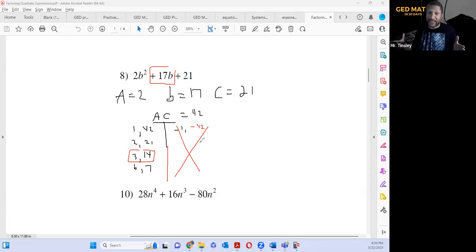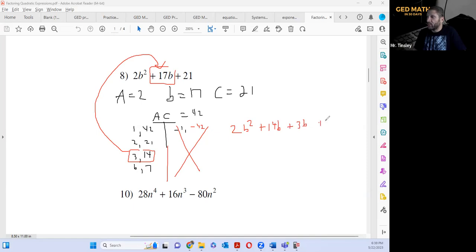So this is how you do this problem algebraically, and it's going to take you 5 to 10 minutes. This is why I'm going to show you how difficult this problem is, so you understand that you need to make sure you know how to multiply binomials. You're going to take this 3 and 14 and substitute them there. So you're going to say 2B squared plus 14B plus 3B plus 21. Instead of having 17B, I broke it down into 2 terms because I'm going to factor by grouping. I'm going to group this one here and this one here.